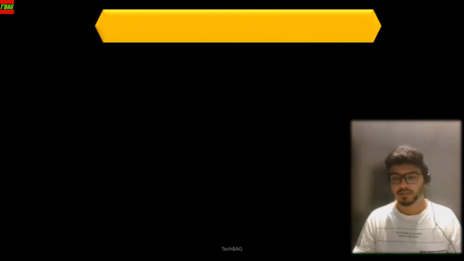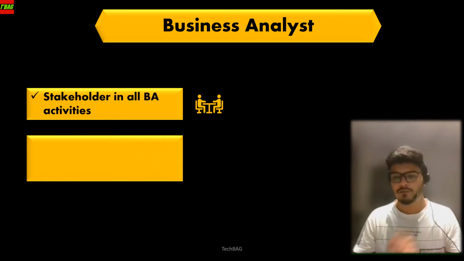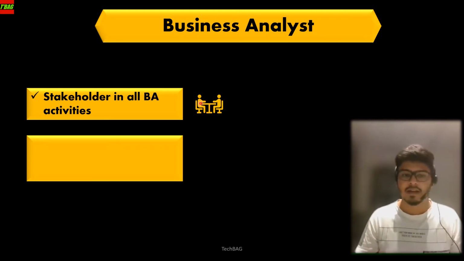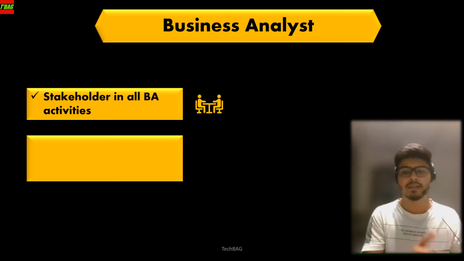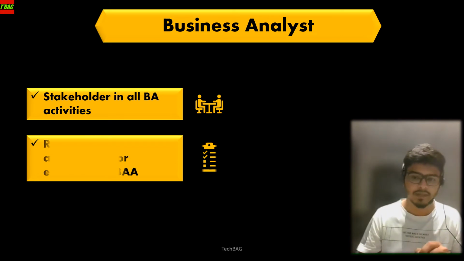Moving forward, let's look at the next kind of stakeholder. Actually, it's not the next, but it's the most important stakeholder within the process. That's the business analyst. A business analyst is the one who actually does all the BA activities. So all the business analysis activities are done by the BA. Got it? It might start from requirement gathering and planning, all the way to solution evaluation. So the BA is there in all the phases. He is responsible for all the BA activities.